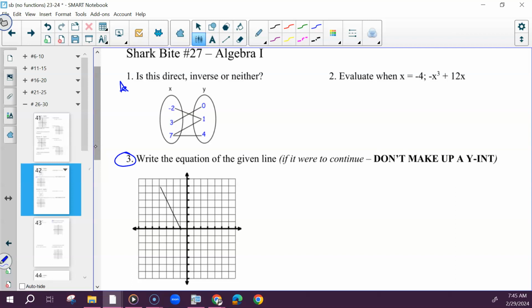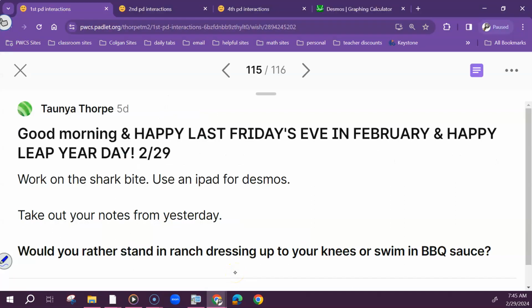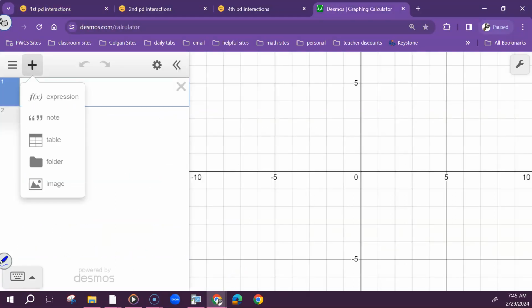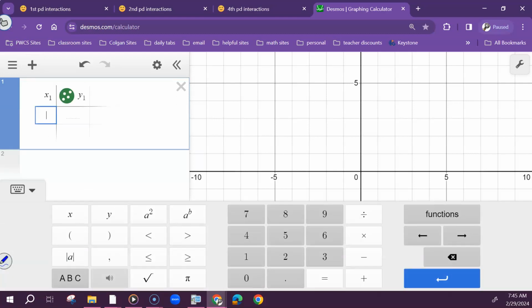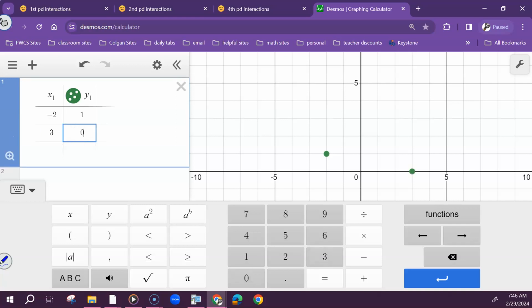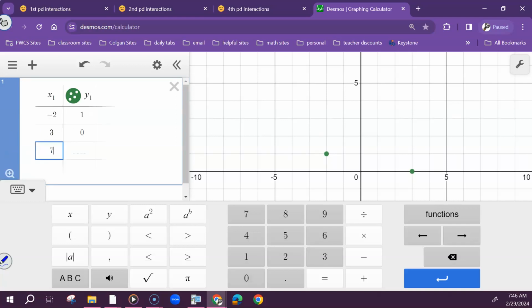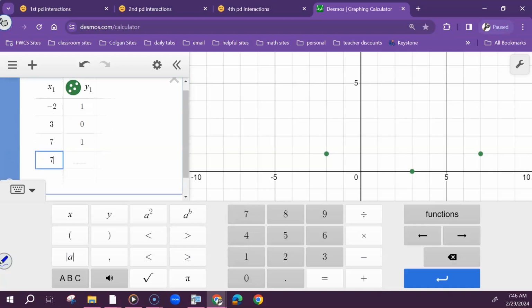First, we briefly talked about this before, how to read this. We'll be talking about that again later. But if you look at which x connects to which y, that will help you. And we can put this into Desmos in a table. So -2 goes to 1. 3 goes to 0. 7 goes to 1. And 7 also goes to 4.